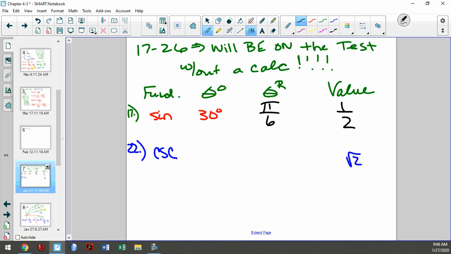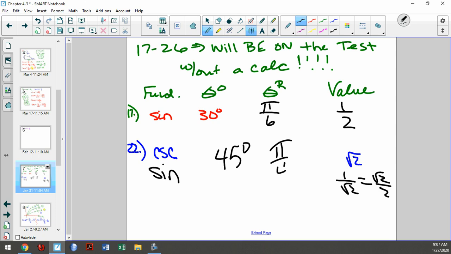The reciprocal of that would be sine. So the reciprocal of the square root of 2 would be 1 over the square root of 2. If I rationalize that, that's going to be the square root of 2 over 2. So what angle has a sine value of the square root of 2 over 2? So 45. And what is the radian equivalent of 45? Pi over 4. You know what that means? If the sine value of 45 degrees is the square root of 2 over 2, then the cosecant has to be the square root of 2. And therefore, I found all my values without using my unit circle because I already had quadrant 1 memorized.